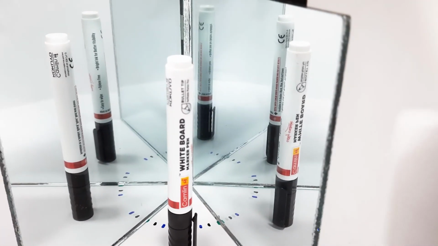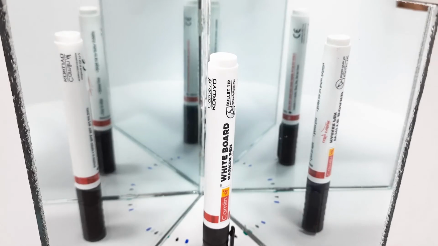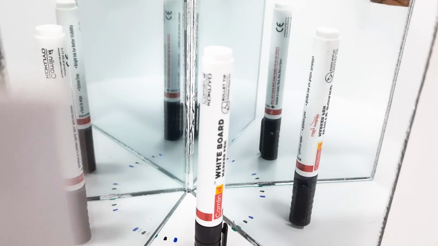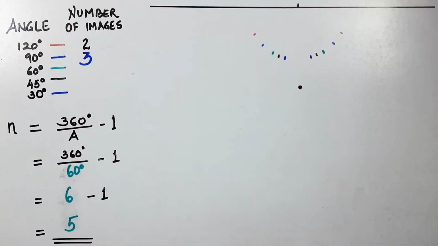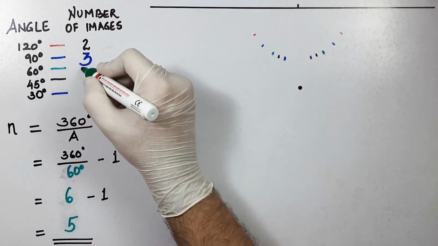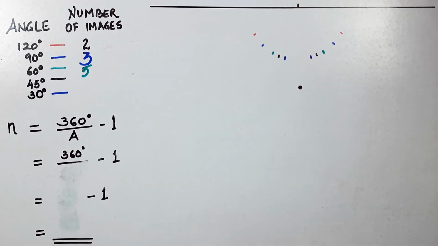So now I have arranged the mirrors at 60 degrees, and we can see that there are images which are total 5 in number. So yes, it corroborates our calculation. So I am going to write 5 for 60. Now this is where it starts to get tricky, and we are going to check how many images are formed by mirrors when they are placed at 45 degrees.